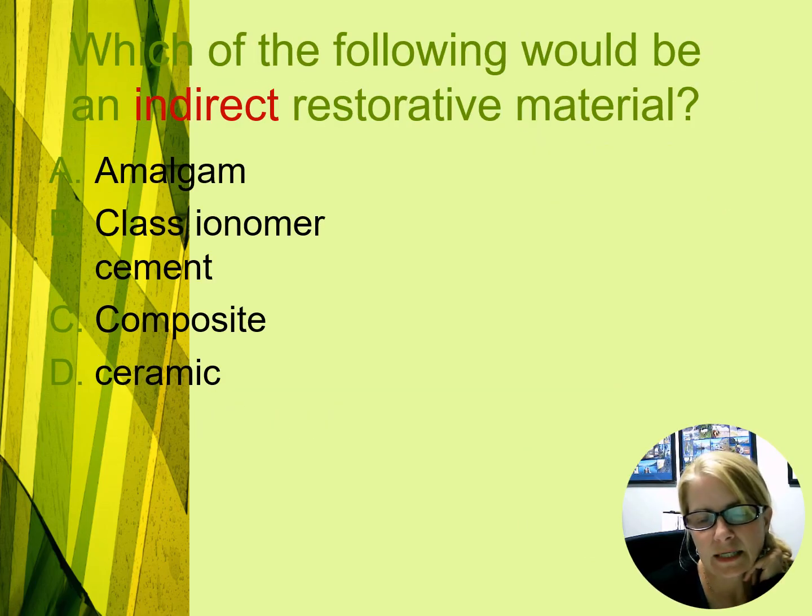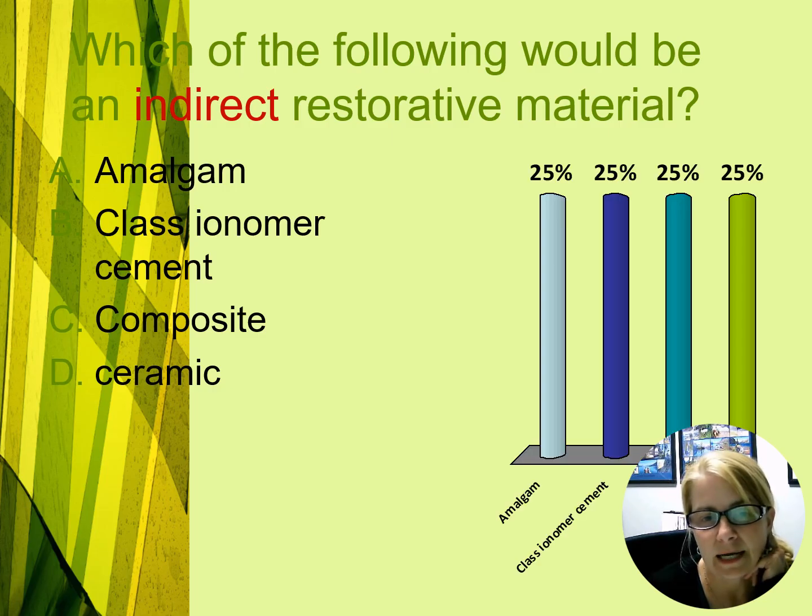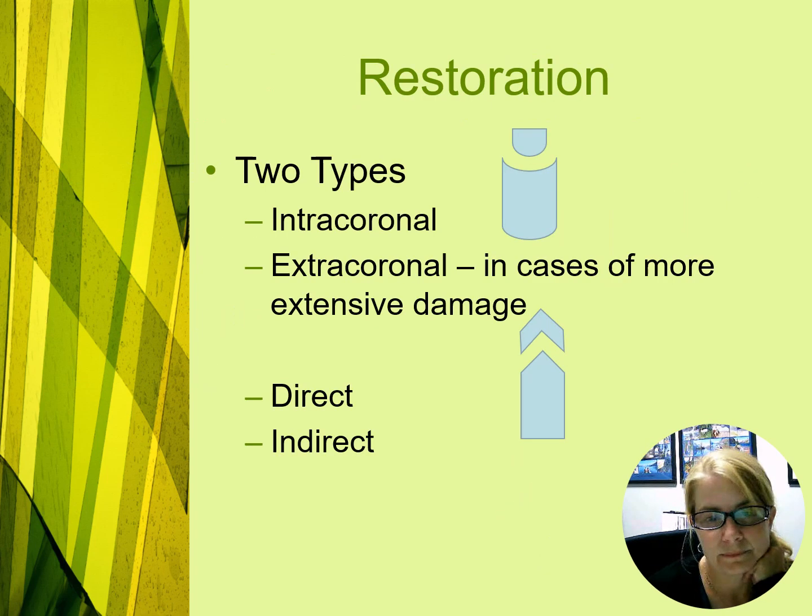Which of the following is an indirect restorative material? Something that is made elsewhere. So amalgam's put in on the spot, glass ionomer on the spot, ceramic is the one that we are sending to a lab to be made, composites on the spot.